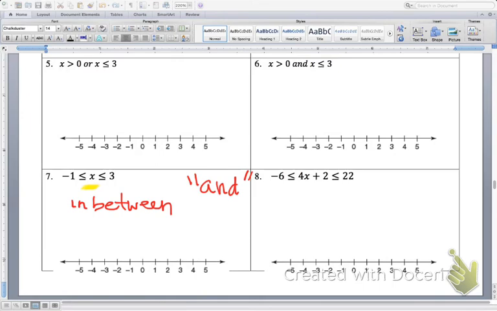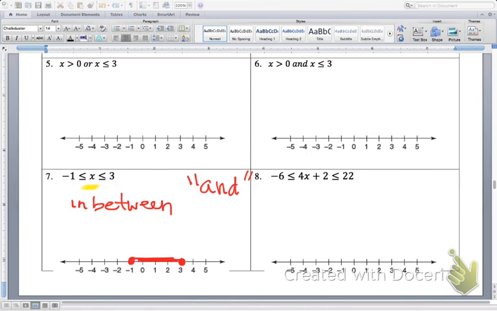So all the x values are in between -1, which is going to be a closed circle because of the equals here, and the 3 on the right side, which is also closed. So you just highlight everything in between and you're done. So and inequalities that are connected, like this one, it's just anything in between. Let's look at the last one.